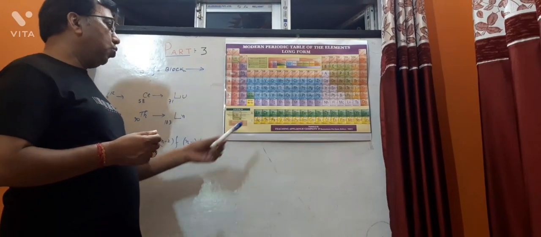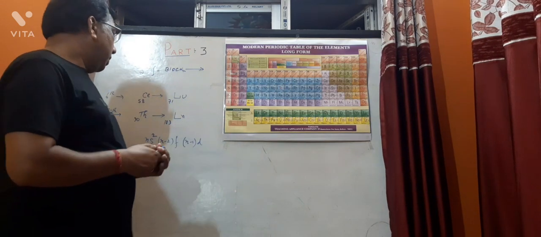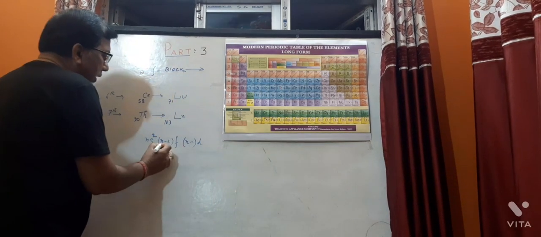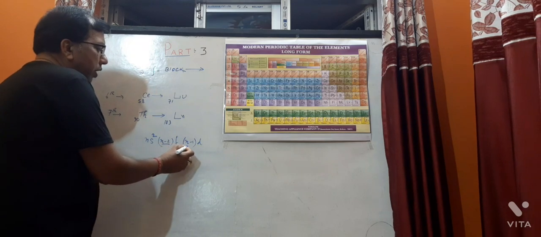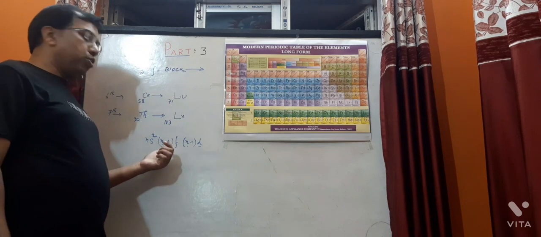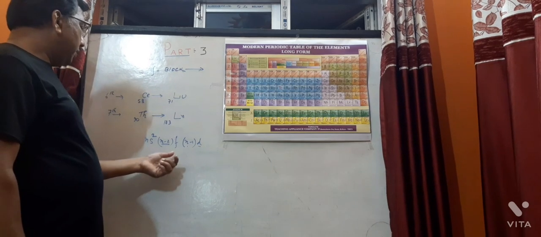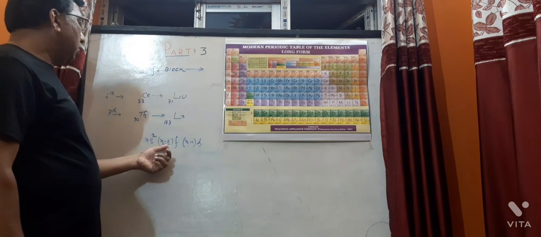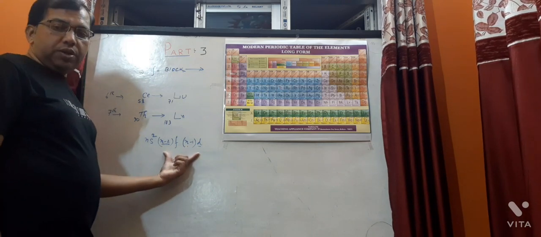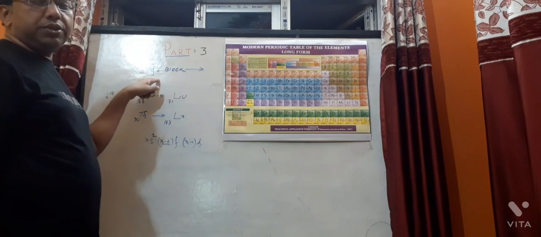The configuration of the F block elements, what will it be? The formula is (n-2)f, (n-1)d, ns. Outermost shell this, then this, and this is the innermost shell, of f. Okay, this is the F block element configuration. This is the electronic configuration of the F block elements. You can easily write the configuration of any element in the F block.